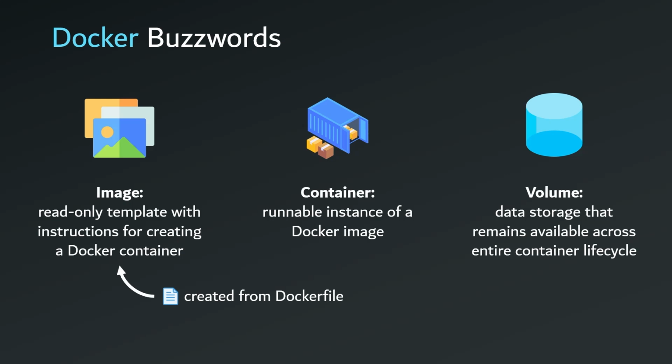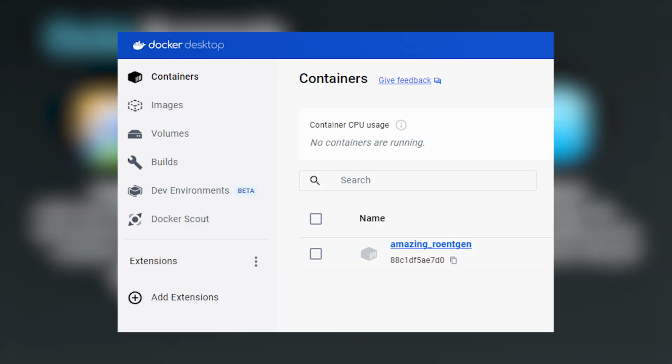When you start using Docker, there are three key words that I want you to know. They are, coincidentally, also the first three things that you see when you open the desktop version of Docker. That's image, container, and volume.